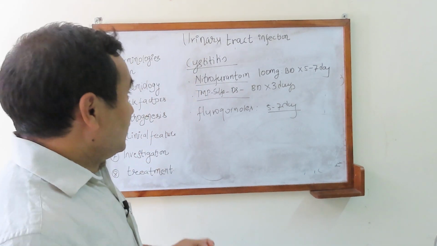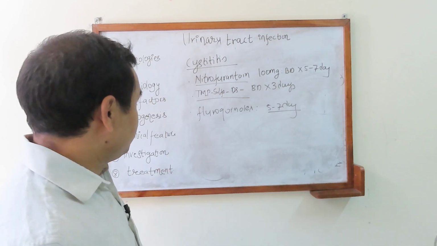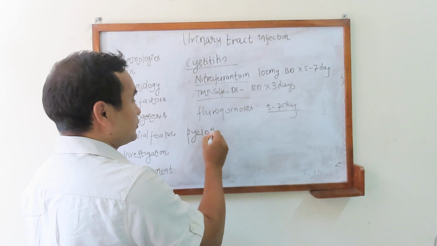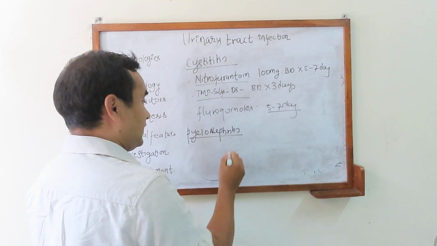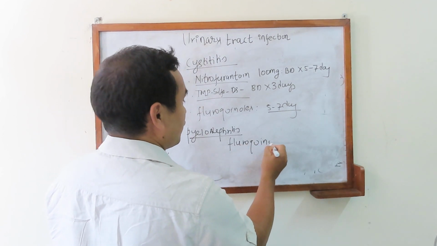For 5 to 7 days. Okay, nitrofurantoin. Similarly, in case of pyelonephritis, what do you use? In case of pyelonephritis, we can use fluoroquinolones.